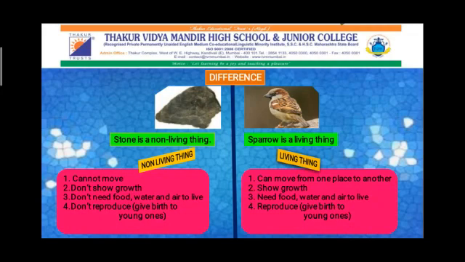Non-living things cannot move. Living things can move from one place to another. Non-living things don't show growth. Living things show growth. Non-living things don't need food, water and air to live. Living things need food, water and air to live. Non-living things don't reproduce, that is, they don't give birth to young ones. Living things reproduce, that is, they give birth to young ones.